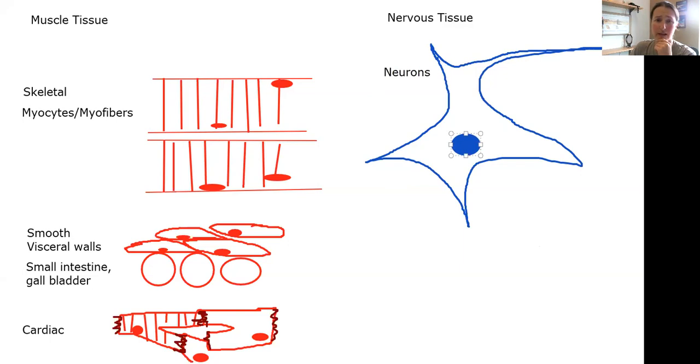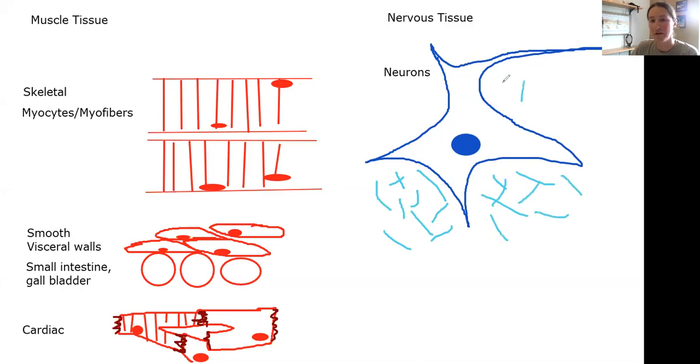But of course, neurons can't function on their own. There are lots of other little cells that look kind of fluffy, right? So it just looks like a bunch of mesh almost surrounding them. And these are the kind of helper cells, and they are called neuroglia. Right, so neuroglia, lots of different types, and we will get into that later.